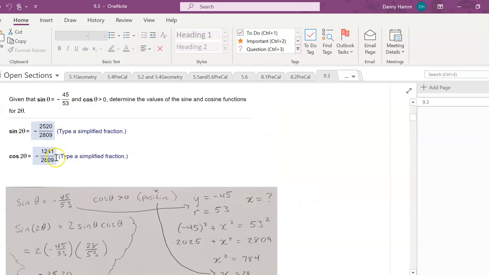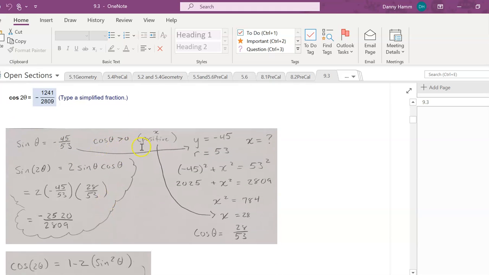So in moving forward with what we're given in this particular problem, we're also told that cosine of theta is greater than 0, or that it's positive. So this lets us know with x, when we have to figure that out, that our final solution is going to be positive. If we're told this is negative, then after we take the square root here, this would be negative.